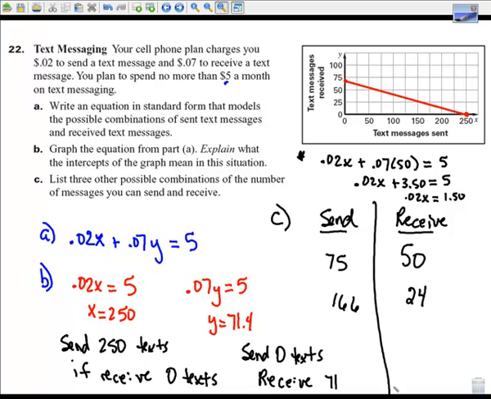And I need one more combination. So let's say that I send, I don't know, how about 34? It's just a weird number to send. So 34 times 7 cents is $2.38. $5, subtract that is $2.62. Divided by 2 cents, that means that I'm sending 131. So we can have a lot of different answers in here, but ultimately when you do the 2 cents times the x, the 7 cents times the y, and add them up, you should get $5.